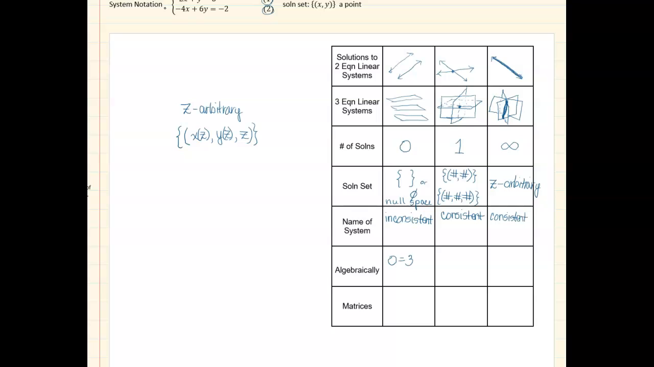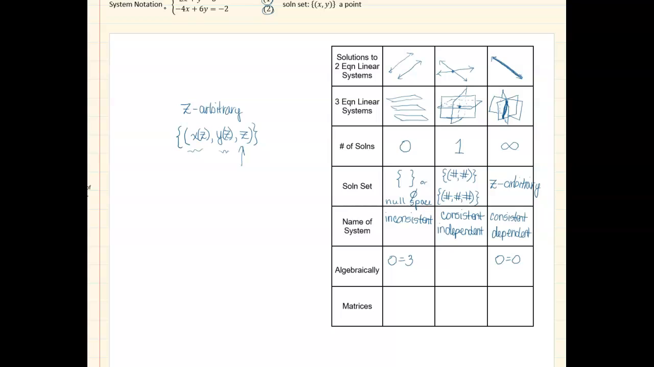So how do we tell them apart? If you have one solution, we call that consistent and independent. And if it's consistent with a whole bunch of solutions, we call it dependent. We can see that when we talked about z arbitrary, the values of x and y depend on the value of z. That's why it's a consistent dependent system. When we're solving, a consistent dependent system will say something that makes sense, like 0 is equal to 0, or 3 is equal to 3.